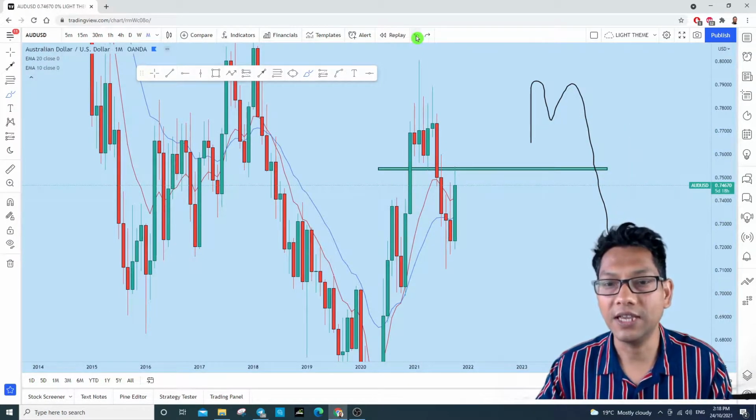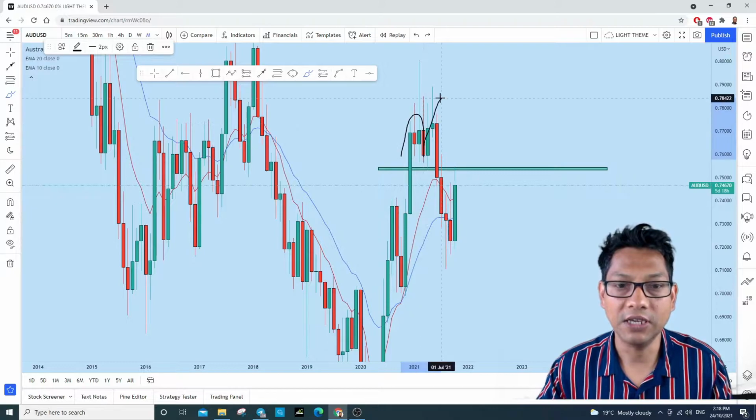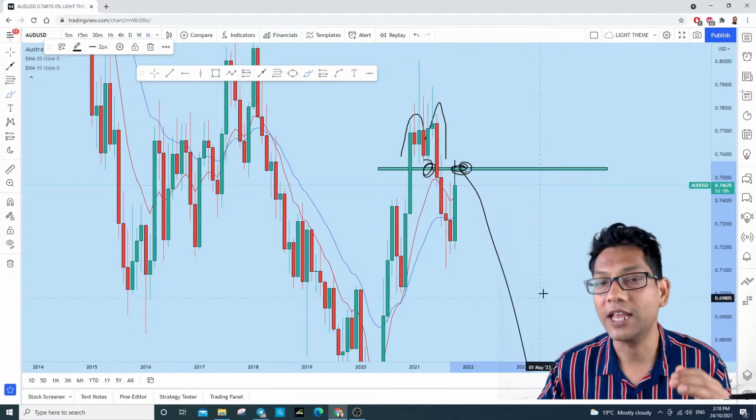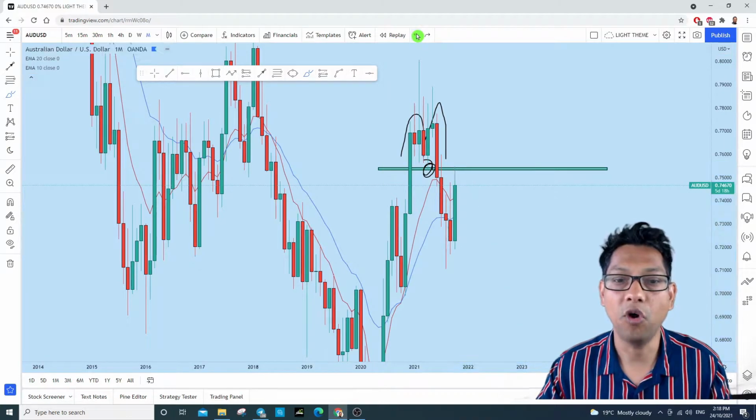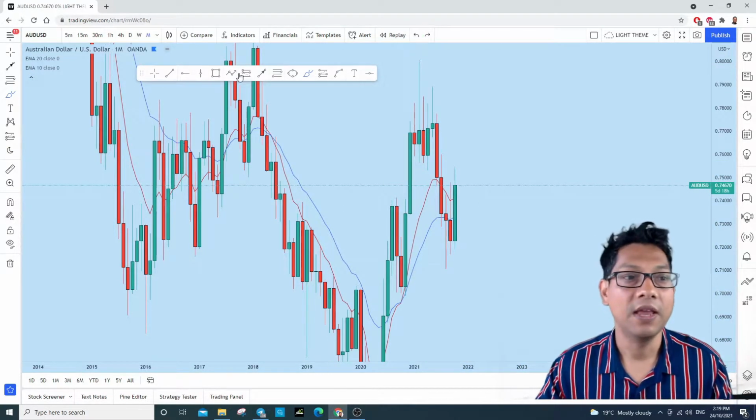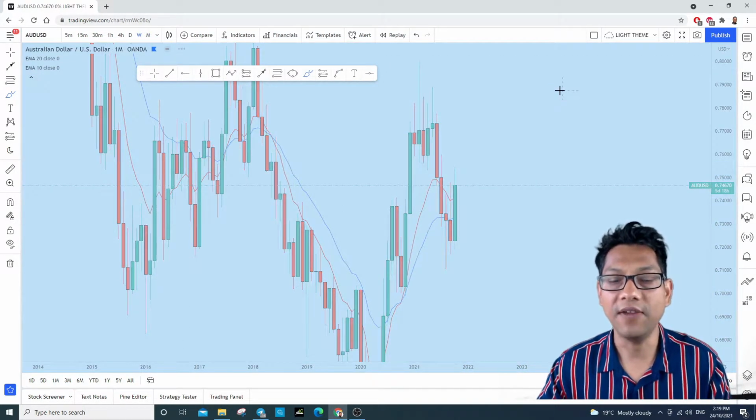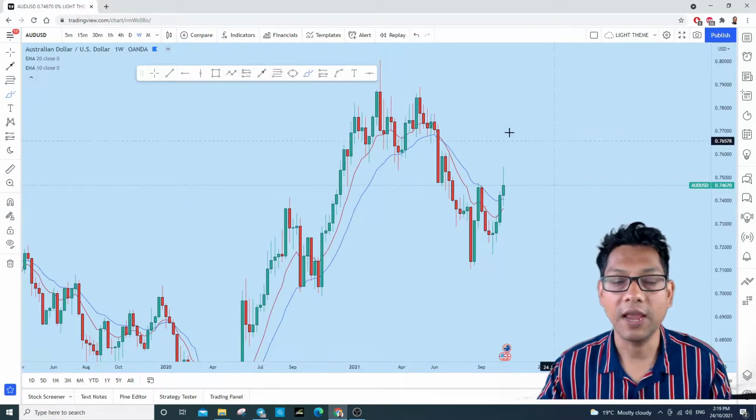So with that said, as this is a consolidation and this is the neckline of this consolidation, we see a test of this neckline and rejection to the downside, and we can expect the price to fall from this area. Now let's go down to the daily and weekly time frames to see how we can capitalize on this move.